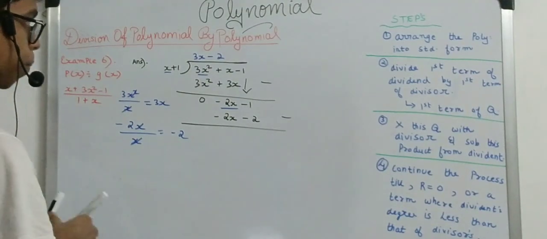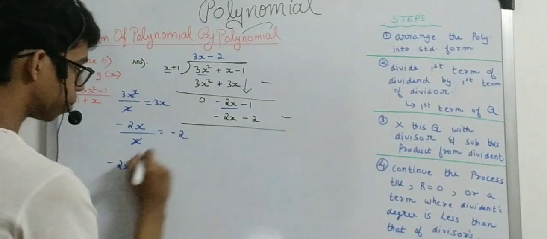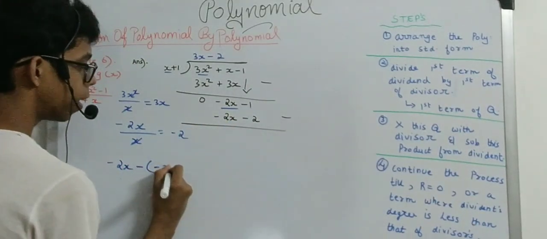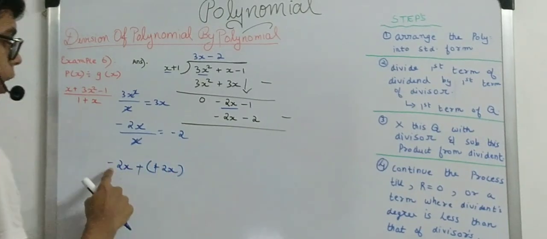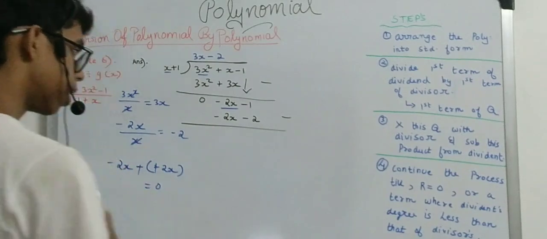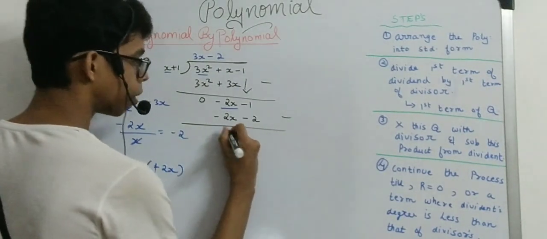So when we subtract, just see minus 2x. Here there is a minus, again a minus over here. So minus 2x. We know minus and minus, these two become plus. Now minus 2x plus 2x is what? It is equal to 0. So I can write that 0 over here.